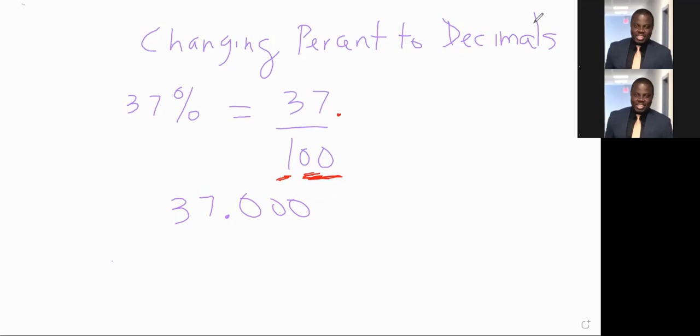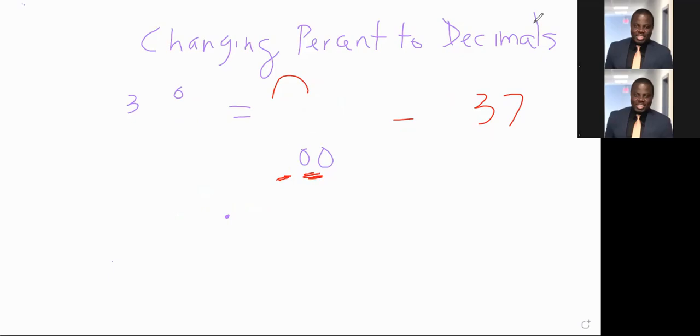So 1, 2. This point now becomes 0.37. And that's it. Boom, I'm done. 0.37. All right, another one.